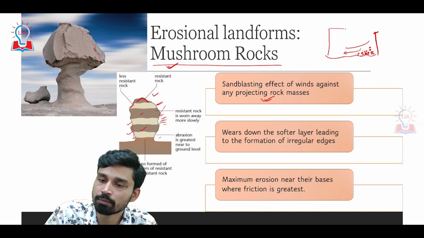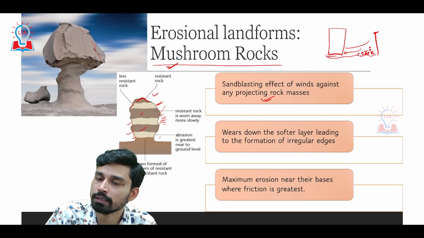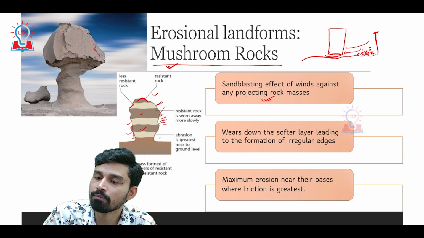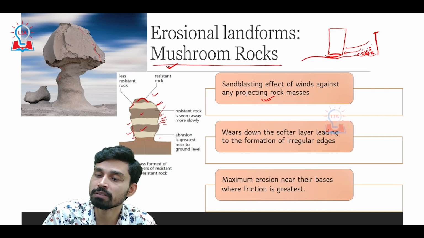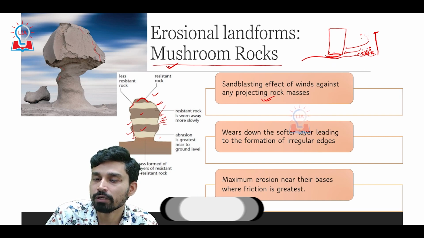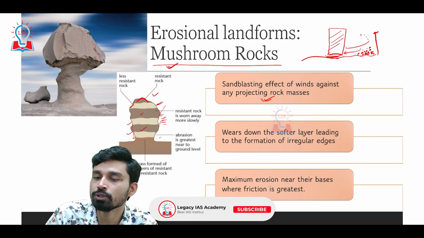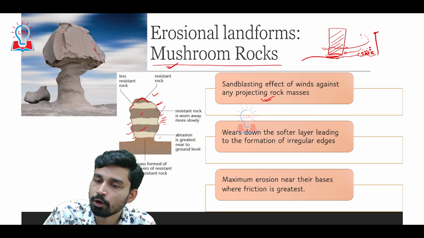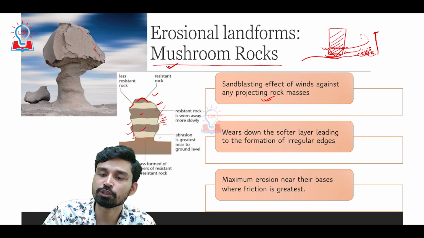So suppose you have a uniform structure of rock that is lying in the way of this wind, and the sediments are much denser here, while here the number of sediments is much lesser. If I ask you which part of the rock will undergo erosion at a faster rate or to a maximum extent, obviously you will say that it is the lower part of the rock that will be eroded at a much faster rate.